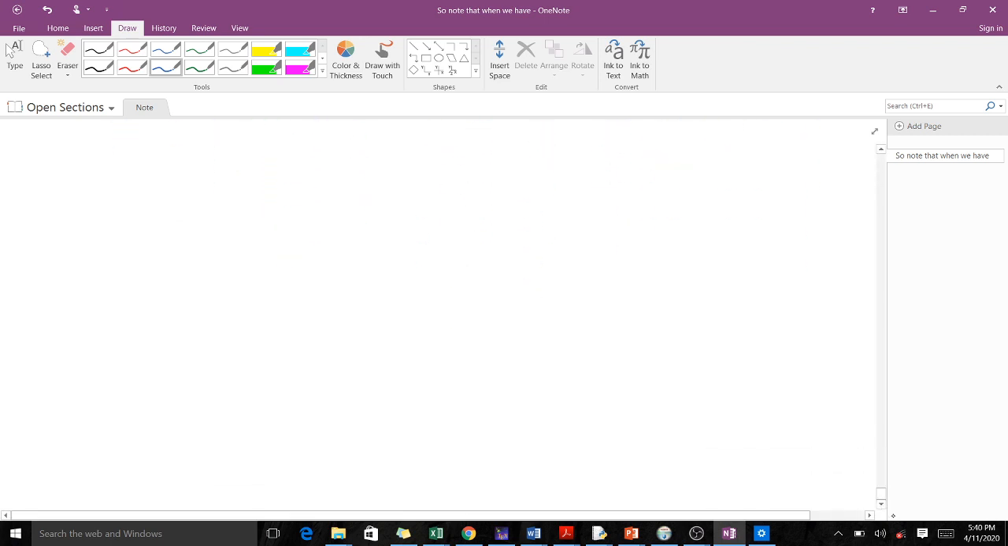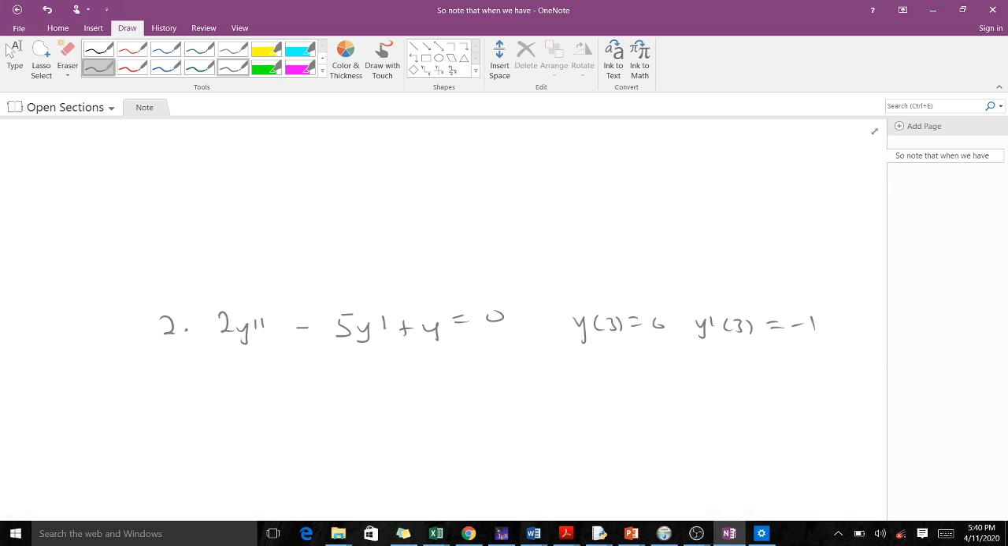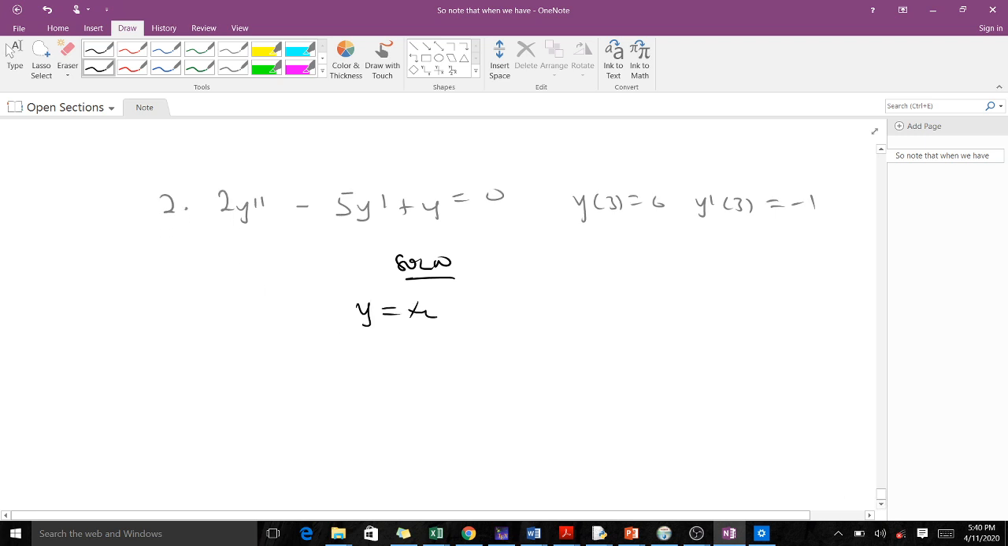So let's solve the second example. With the second example, it was 2y'' - 5y' + y = 0. The initial conditions were given as this. Solution: we let y be equal to x1 and dy/dt be equal to x2. Note that dy/dt is the same as y prime. Note that we end here because our differential equation is of the second order, so we end at the (n-1)th order.